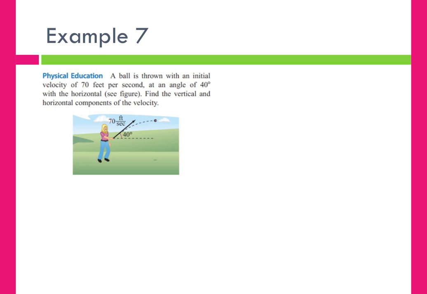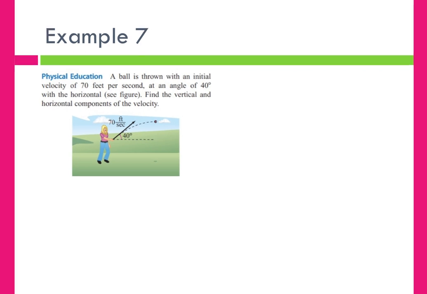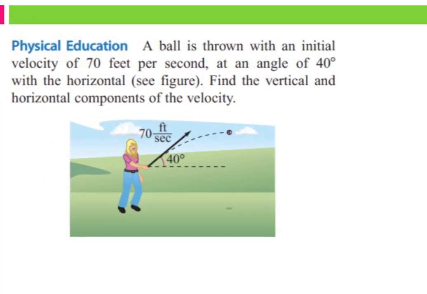Example 7 says a ball is thrown with an initial velocity of 70 feet per second at an angle of 40 degrees with the horizontal. Find the vertical and horizontal components of the velocity. So they even give you a little picture here. You're seeing that this would be your vector. Your 70 feet per second is your magnitude, and the 40 is your theta.